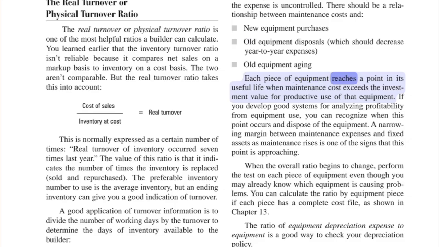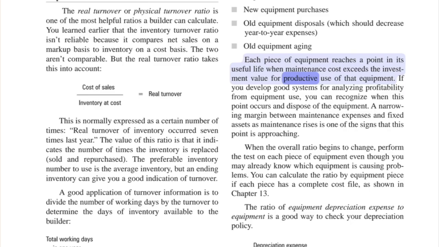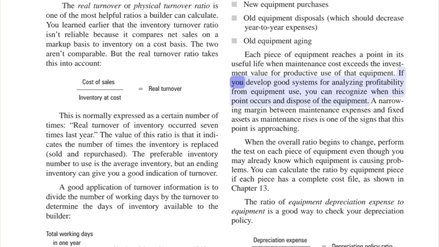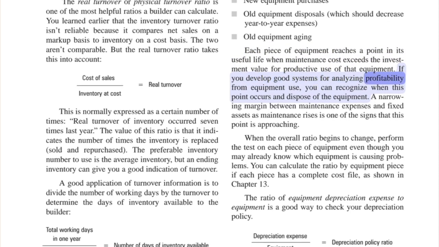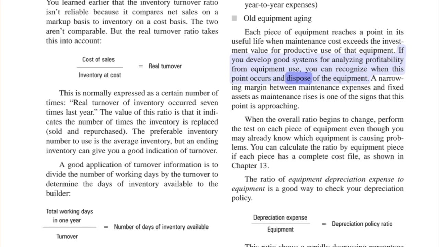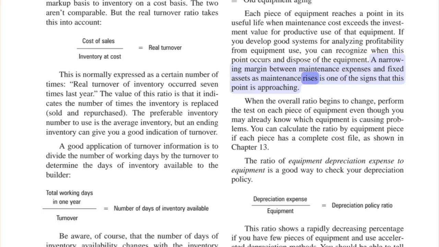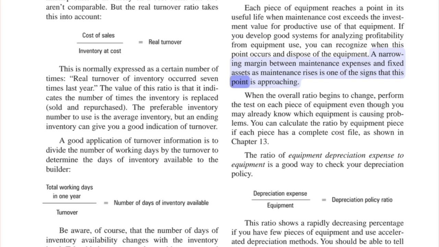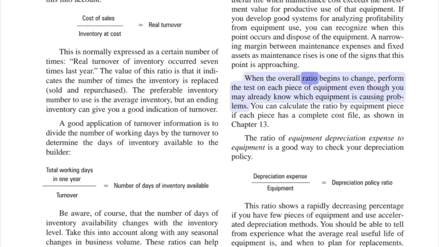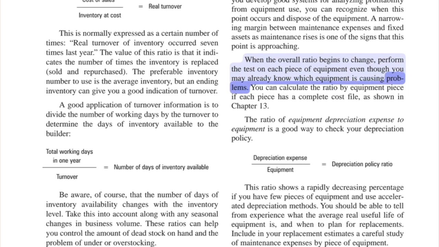Each piece of equipment reaches a point in its useful life when maintenance cost exceeds the investment value for productive use of that equipment. If you develop good systems for analyzing profitability from equipment use, you can recognize when this point occurs and dispose of the equipment. A narrowing margin between maintenance expenses and fixed assets as maintenance rises is one of the signs that this point is approaching. When the overall ratio begins to change, perform the test on each piece of equipment, even though you may already know which equipment is causing problems.